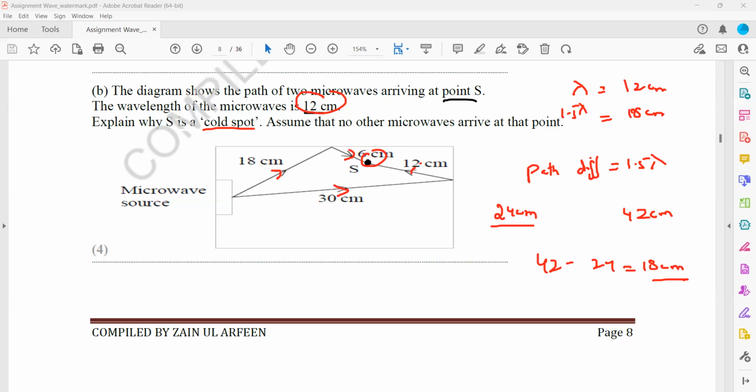For the mark distribution, 2 marks are for calculating the path difference. Then mention that at this point the two waves interfere, they are 180 degrees out of phase, so there will be destructive interference, or they cancel out the effect of each other. 2 marks for the path difference, 2 marks for the explanation.